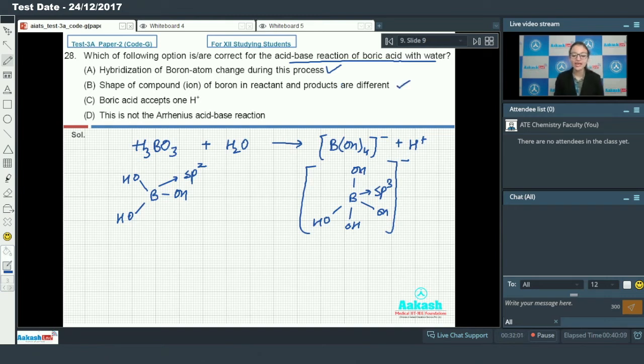So different shapes, so this is correct. Third, boric acid accepts 1 H plus? Boric acid accepts 1 OH minus. So this is incorrect. Option D, this is not the Arrhenius acid-base reaction. This statement is correct because boric acid accepts 1 lone pair from water. So this is Lewis acid-base reaction, not Arrhenius acid-base reaction. So the correct options are option A, B and D.